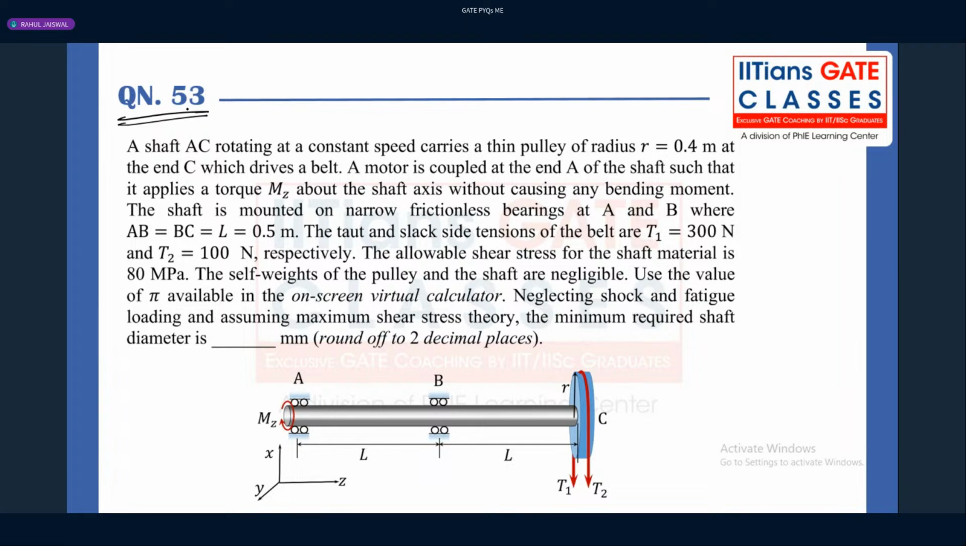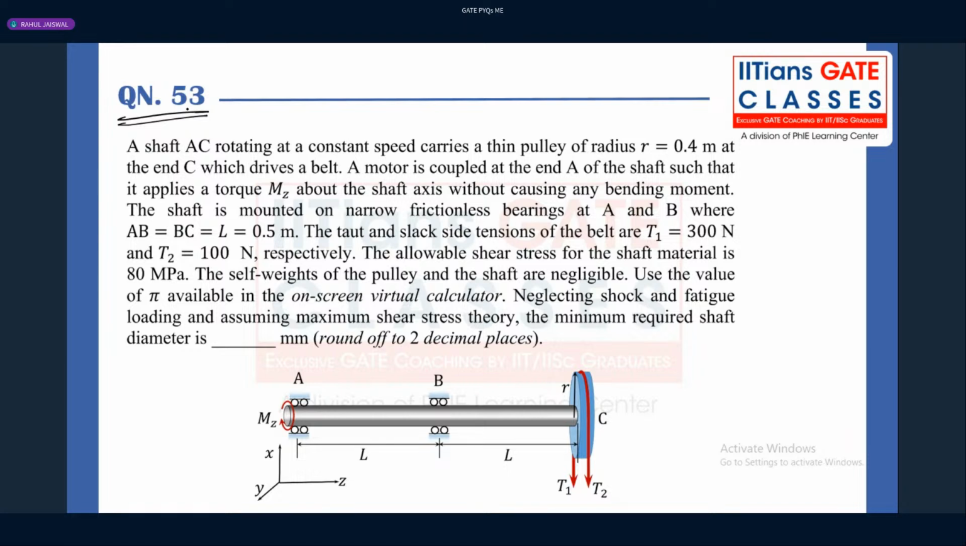Now, how to solve this particular problem, guys? A shaft AC is rotating at a constant speed. It carries a thin pulley of radius r equal to 0.4 meter at end C, which is driving a belt. The motor is coupled at the end A of the shaft such that it applies a torque M about the shaft axis without causing any bending moment. The shaft is mounted on narrow frictionless bearings at A and B, where AB, BC is 0.5 meter. The taut and slack side tensions in the belt are T1 is 300 and T2 is 100 Newton respectively. The allowable shear stress, that means tau yield, they have given 80 megapascal. The self weights are to be negligible.